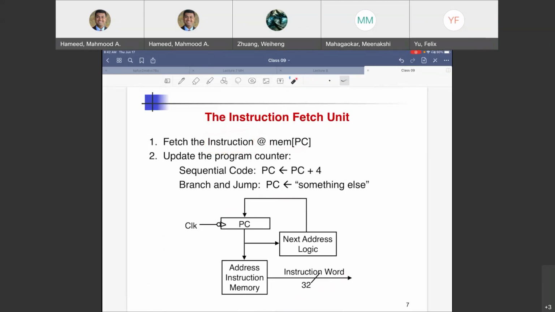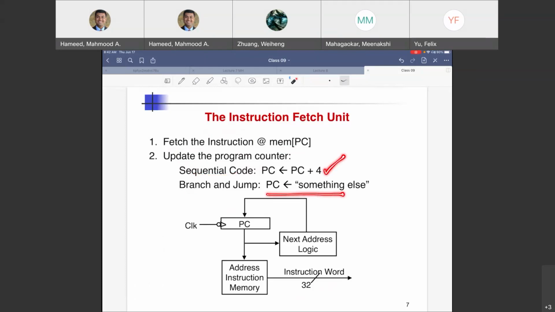So the program counter has an address. You look at that address in memory. Whatever is there, that's your instruction register. That's your instruction. Next, after you do this, what do you do? Update the program counter. Updating the program counter can either be sequential or you can have branches and jumps, right? One after the other, sequential, or you can be branching. So PC equals PC plus 4, that's one option, or PC equals something else.